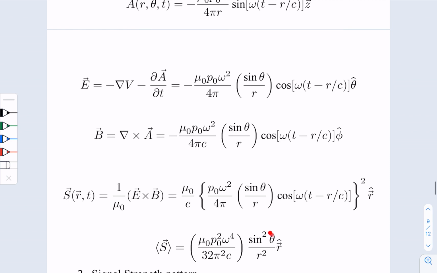In the angular part, there is a sine squared theta. Remember that we have the dipole along the z-axis. At theta equals 0, it's aligned with the dipole, or aligned with your Wi-Fi antenna. And in that direction, the power is actually exactly 0.